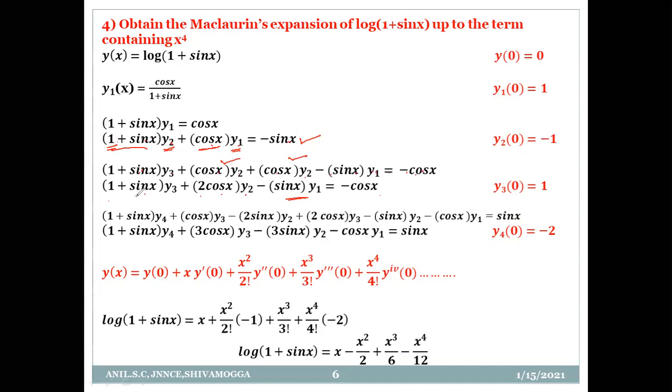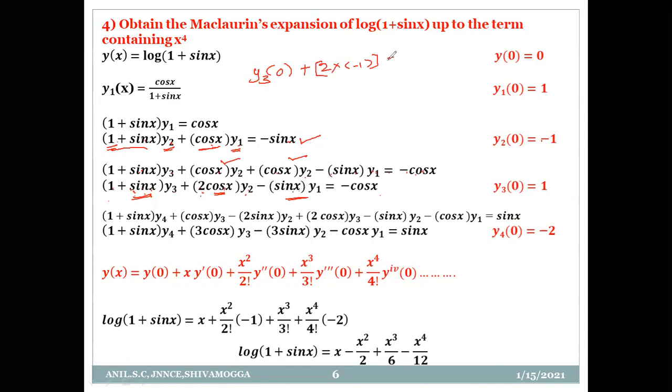Now put x is equal to 0. When x is equal to 0, this will be 0. Sin 0 is 0. 0 plus 1 is 1. One into y3 is y3, y3 means y3 of 0. Plus 2 into cos 0. Cos 0 is 1. 1 into 2 is 2. Into y2. y2 is minus 1. And here sin 0 is 0. 0 into anything is 0.